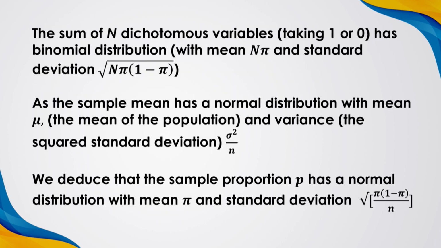The sum of n dichotomous variables taking 1 or 0 has a binomial distribution with mean n pi and standard deviation the square root of this. This is mathematics. If you want to avoid mathematics, okay, no problem.